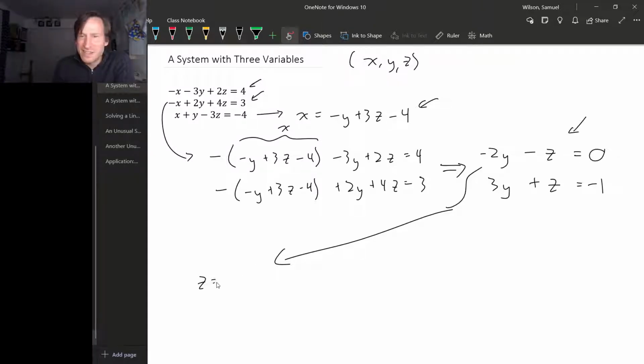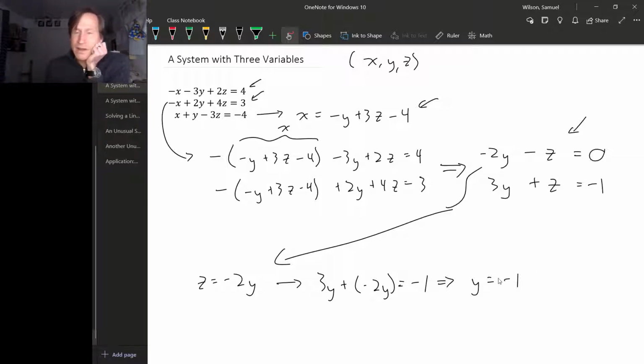We get z equals minus 2y. And now we can plug that into this last equation. We get 3y plus z, which is minus 2y, equals minus 1. And this tells us that y is minus 1. Now that we know y, we can turn around and find z. Right? Over here we know that z is negative 2y. So negative 2 times y, but y is minus 1, so that's 2. So y is minus 1, z is 2.